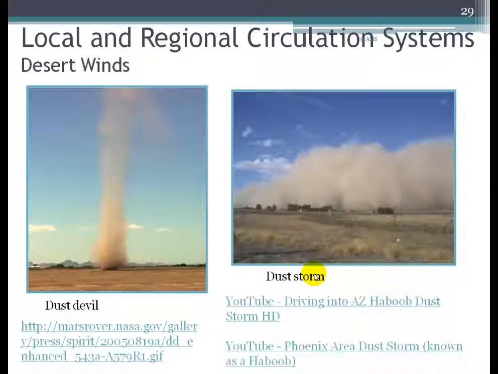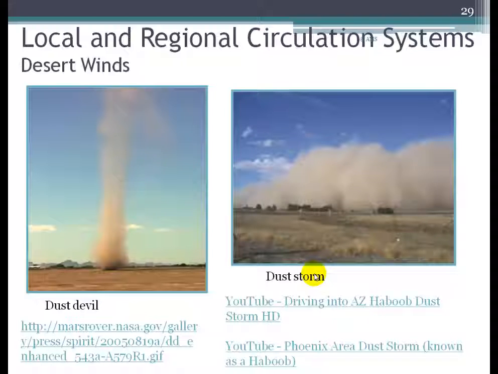Some people think these are tornadoes. They are not. The wind speeds do not get anywhere near that fast, but they can be quite destructive. If you've ever been caught in the middle of one of these, there's a lot of debris that flies around, and that can not be very pleasant.